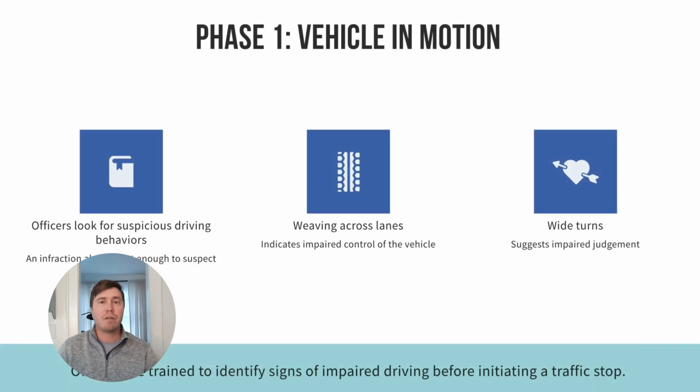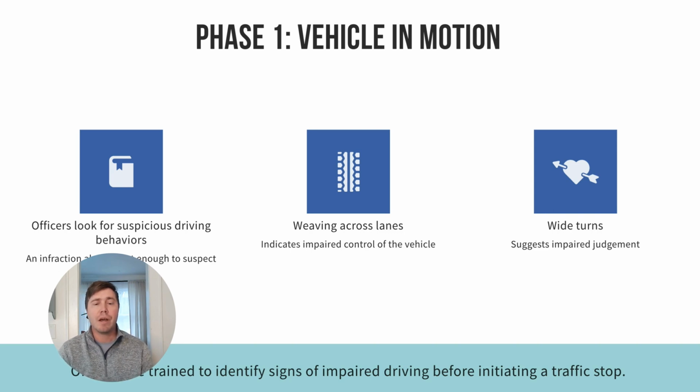Phase 1 involves the vehicle in motion. So ultimately, you're driving around somewhere and an officer makes an observation. They observe somebody driving that raises their suspicion, and it causes them to look at things a little more closely. They're going to be looking at suspicious driving behaviors: weaving across lanes, weaving over lines, jerky motions, wide turns, or turns not making sense, things like that.